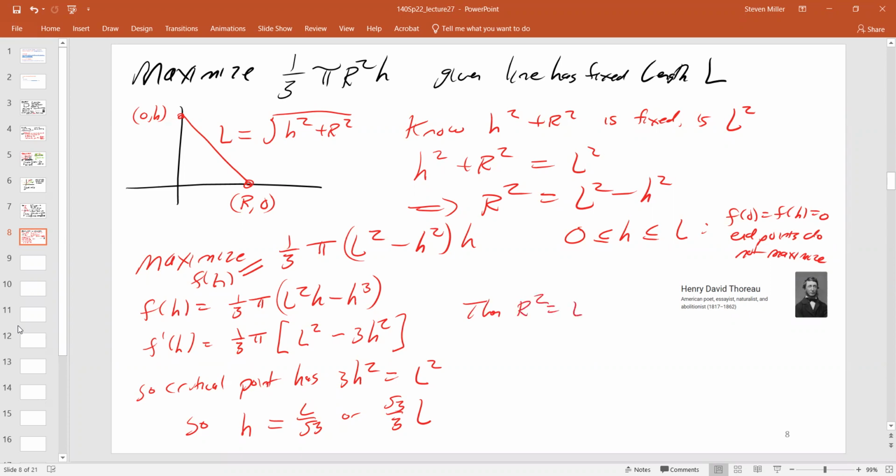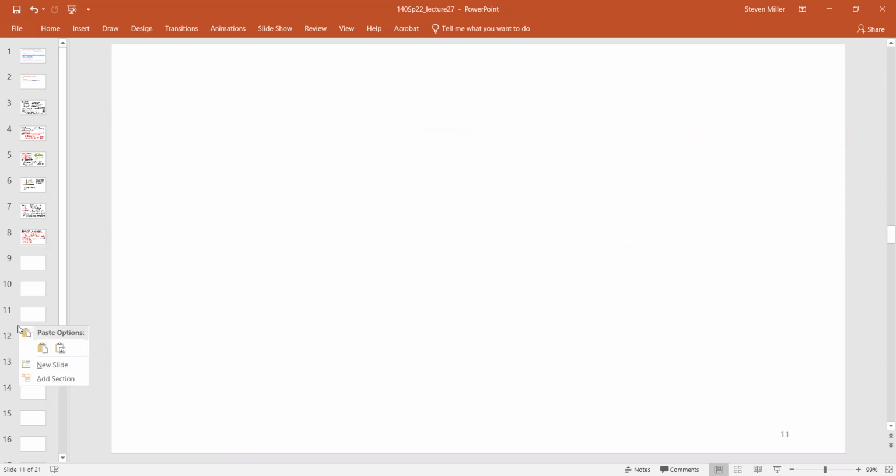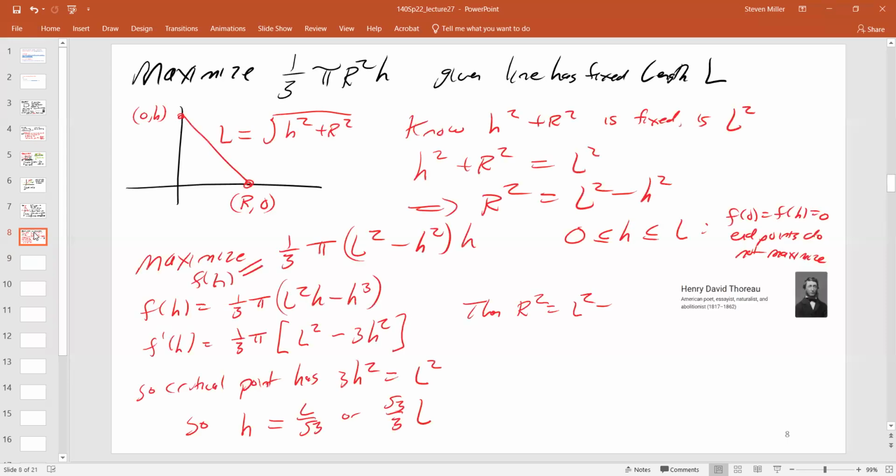r squared is l squared minus h squared. So that's l squared, and h squared is l squared over 3. So it's going to be 1/3 l squared, right? So r squared is going to be 2/3 l squared. So r is equal to the square root of 2/3 l.